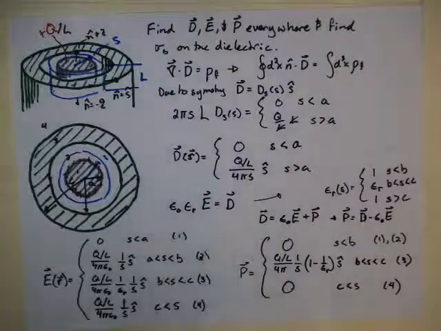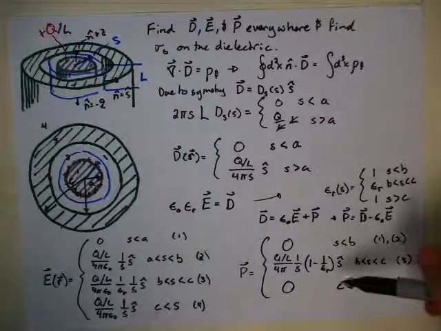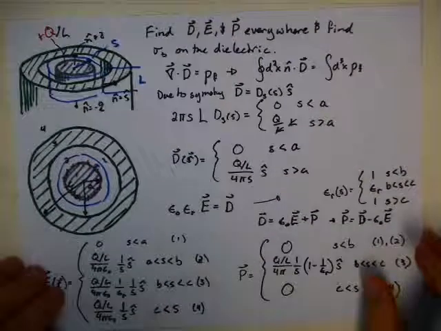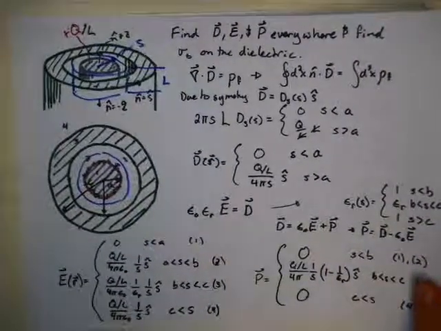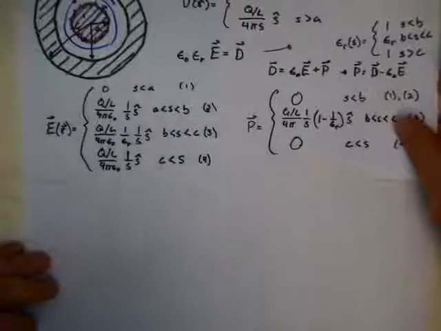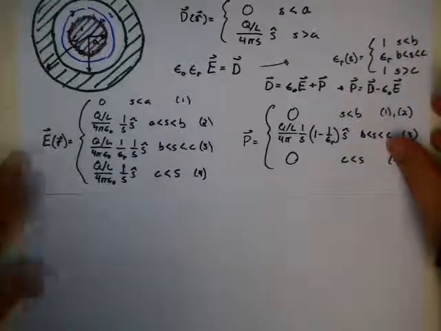And that should be no surprise for us, right? The polarization only exists in the region where we have a dielectric. So that's kind of interesting. We got that. Now the last thing that we want to do for this problem is find what the surface charge densities on these two surfaces are.